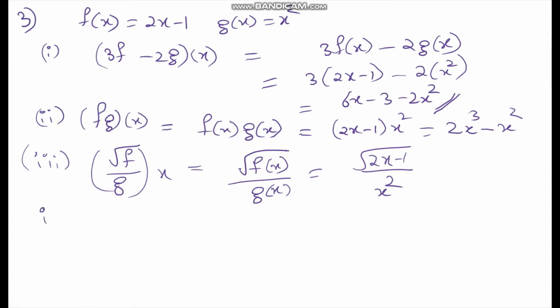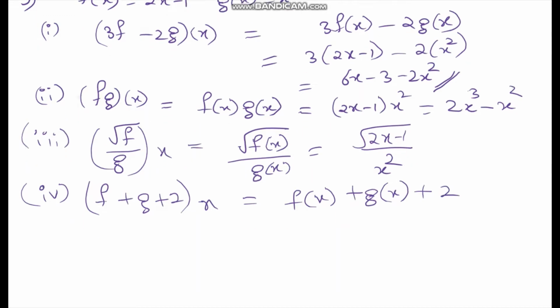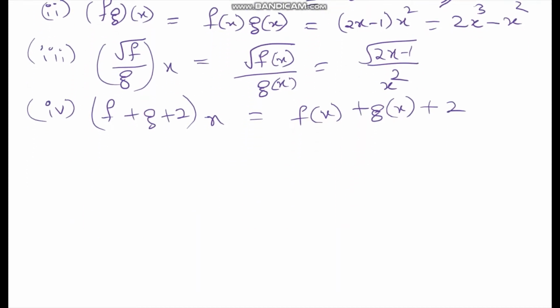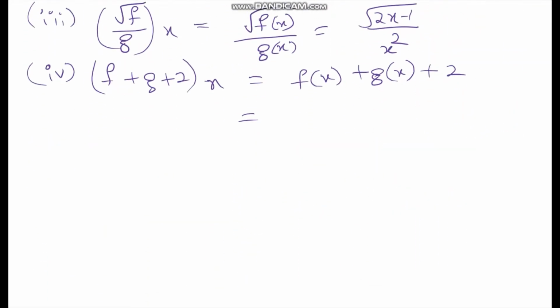Next one is fourth one. This is (f plus g plus 2) of x. That equals f of x plus g of x plus, this is not 2 of x, this is just 2. So it's a constant, it remains as it is. f of x plus g of x is 2x minus 1 plus x squared plus 2. That equals x squared plus 2x plus 1. Nothing but (x plus 1) whole square.